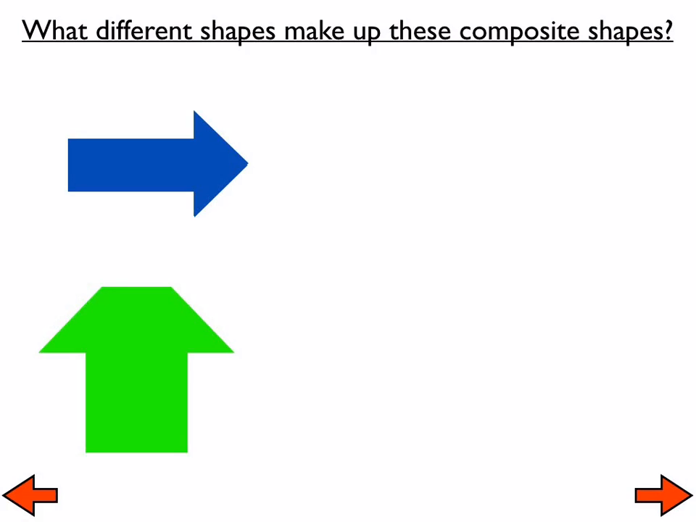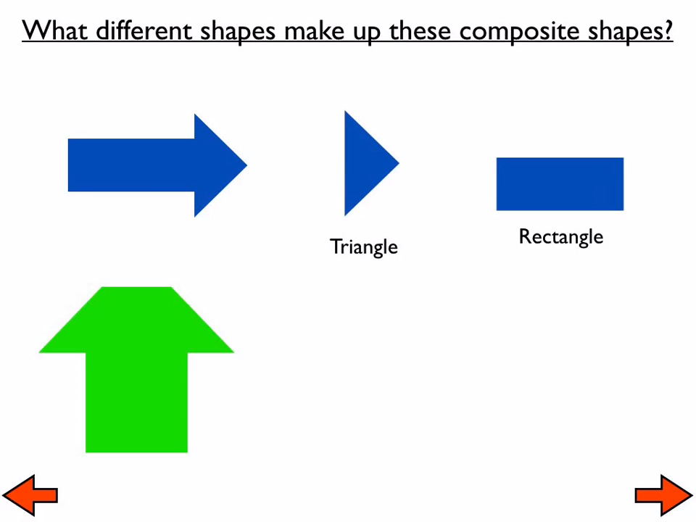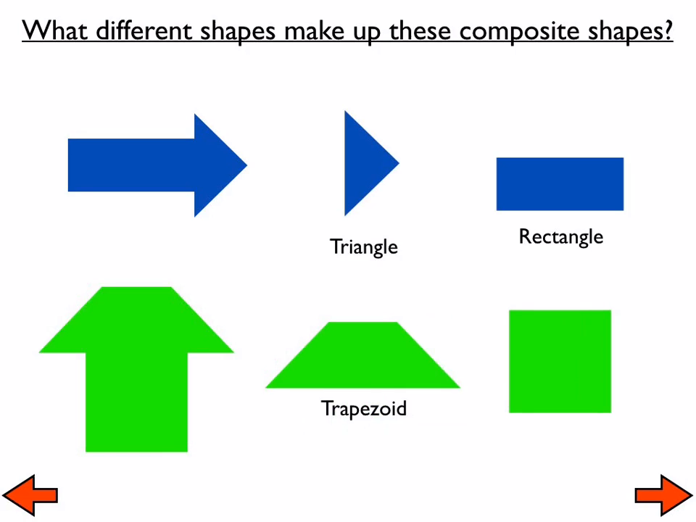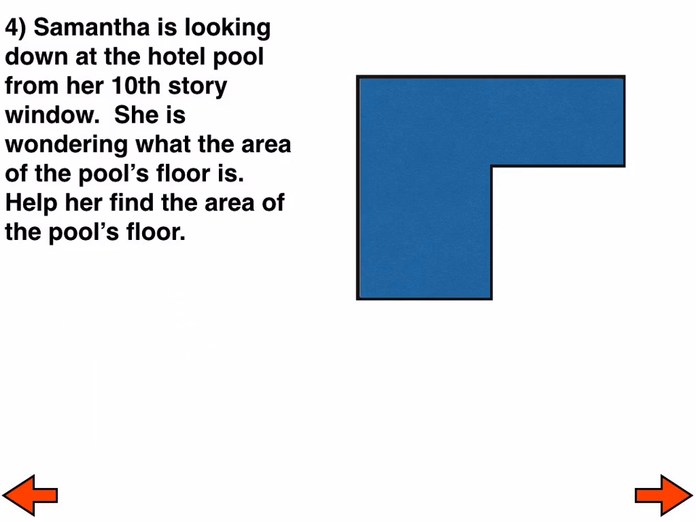Here's a couple more. That blue arrow is composed of a triangle and a rectangle. So if we found the area of the triangle and the area of the rectangle and added them together, that would give us the entire shape. The green thing is a trapezoid sitting on top of what looks to be a square. So if we found the area of each of those and added them together, that would give us the area of that composite shape. So that leads us to our next problem.